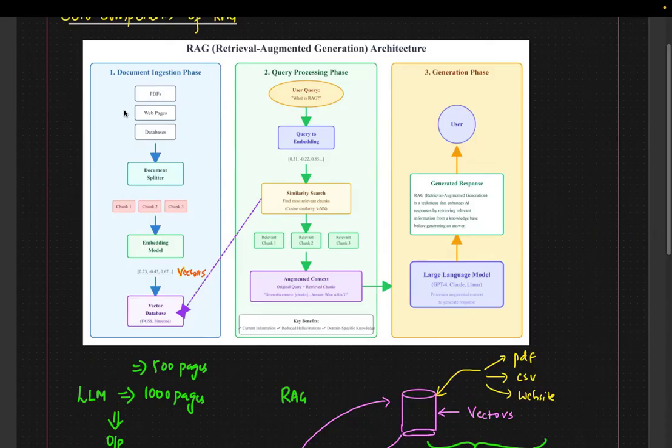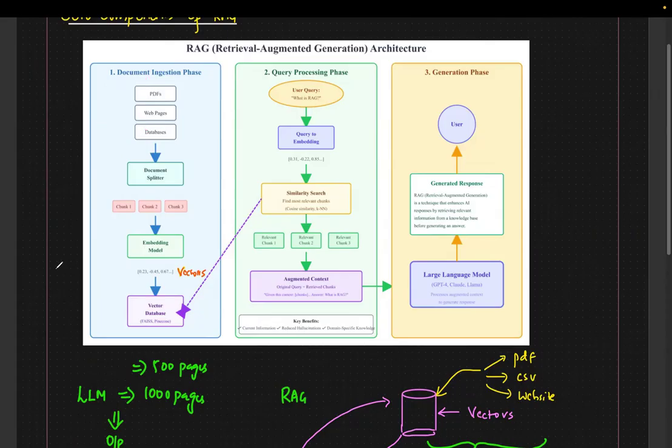Then we'll focus on the document splitter, and similarly, we'll implement everything from the document ingestion phase to the query processing phase to the generation phase. This will be a much more practical implementation. Here we are going to use the Python programming language. We are going to use libraries like LangChain and LangGraph for doing this.